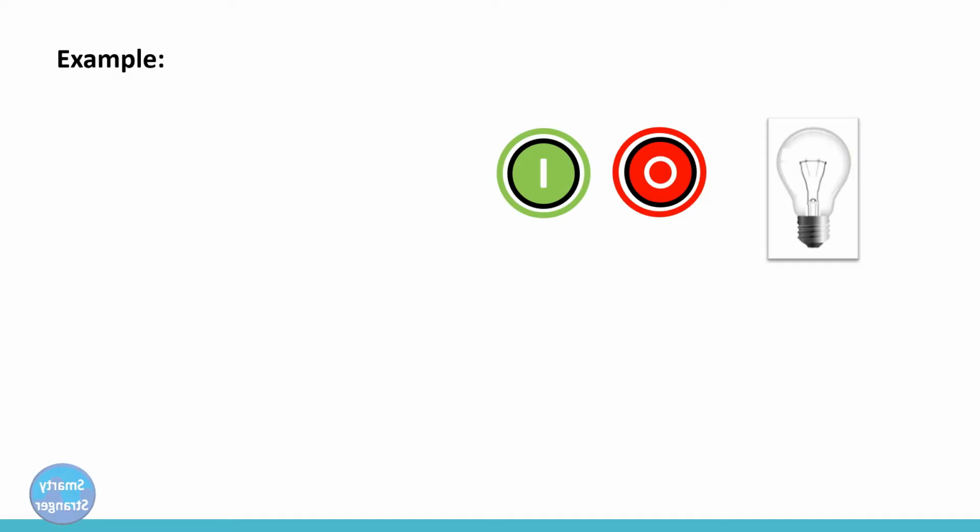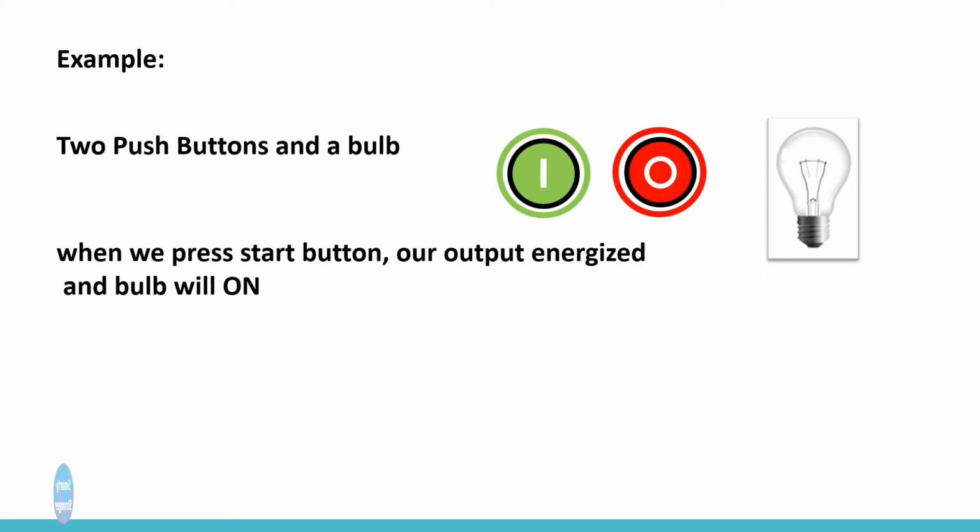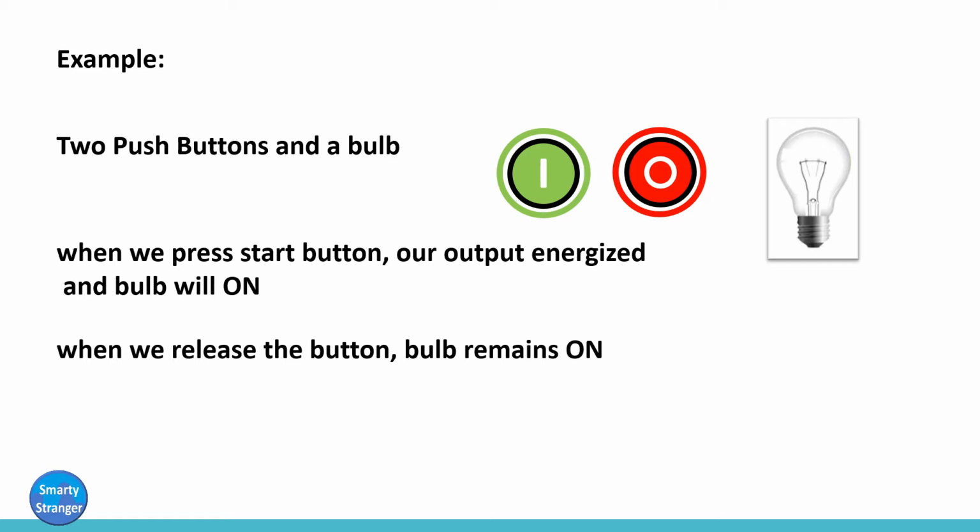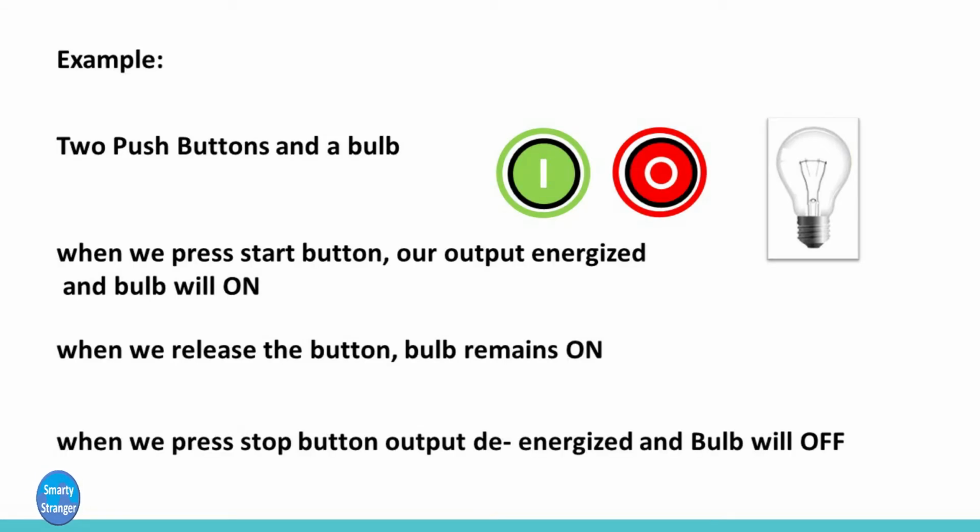Now we move forward. We have two push buttons and a bulb. And we are going to make a seal circuit. In this circuit, when we press the start button, our output is energized and the bulb will turn on. And when we release the button, the bulb remains on. And when we press the stop button, the output is de-energized and the bulb will turn off.